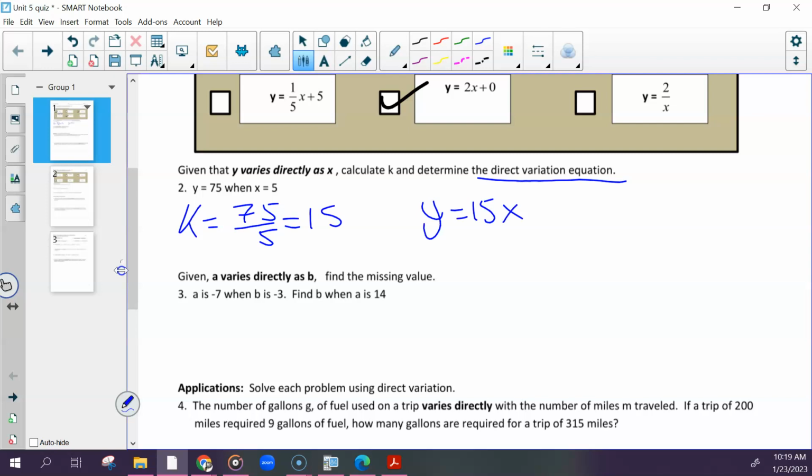So 3 points. Did you solve for k correctly? Did you get the correct k value? Did you put it back into the direct variation equation? Questions on that one?